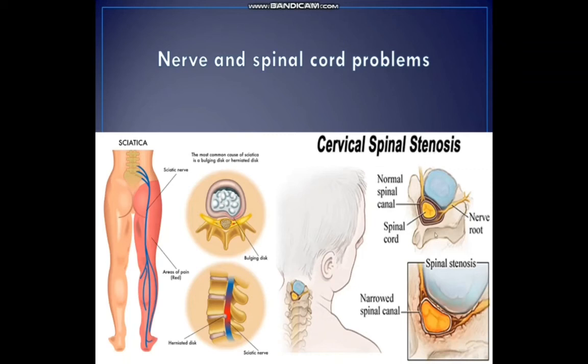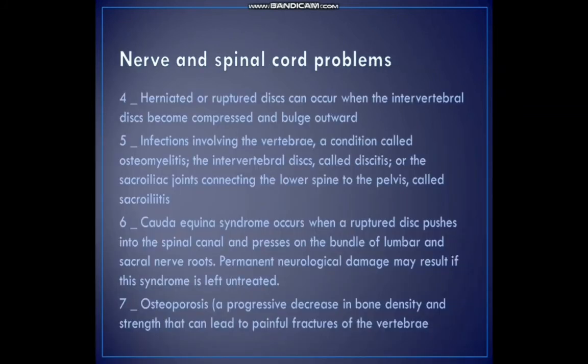The cervical spinal stenosis: the normal spinal canal, you can see it, and here in one who has spinal stenosis, we can see the narrowing of the spinal canal and compression of the spinal cord. Number 4, we have a herniated or ruptured disc, which can occur when the intervertebral disc becomes compressed and pushed outward. The fifth one, we have infection involving the vertebra, the intervertebral disc or the sacroiliac joints. The sixth one, we have cauda equina syndrome, which occurs when a ruptured disc pushes into the spinal canal and presses on the bundle of lumbar and sacral nerve roots.